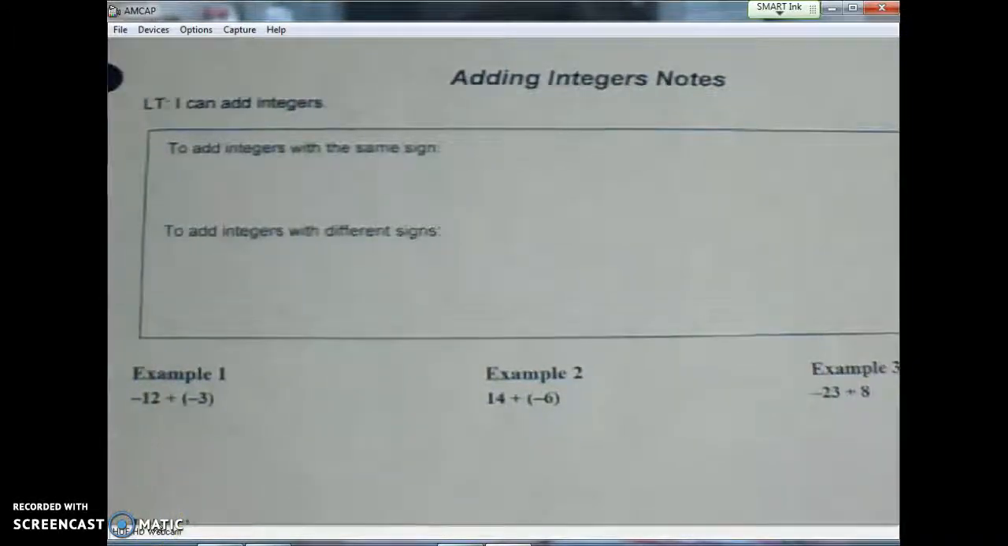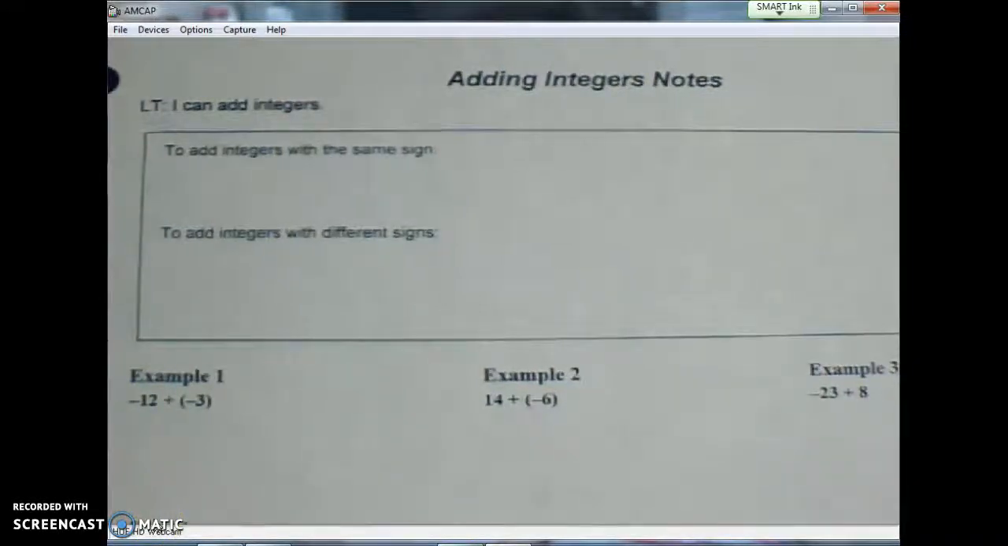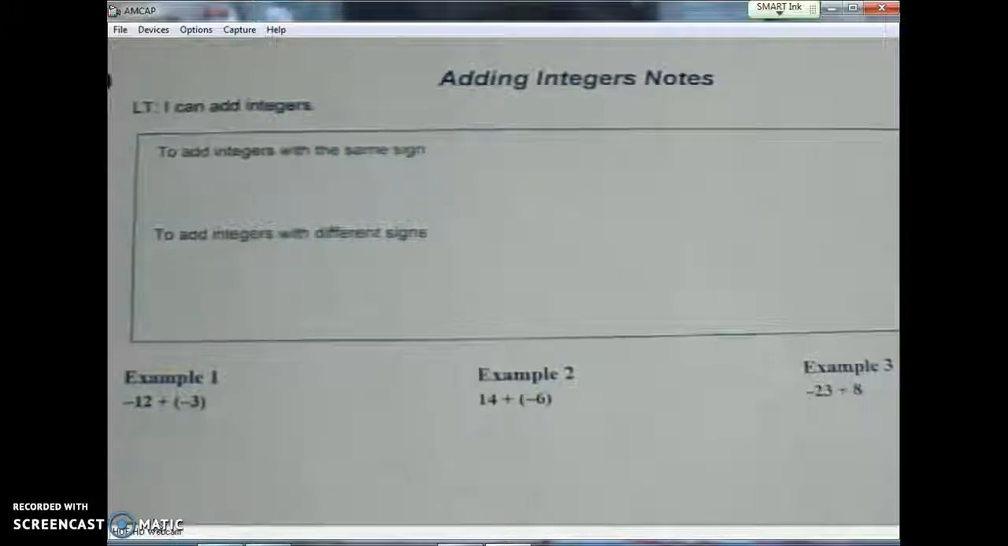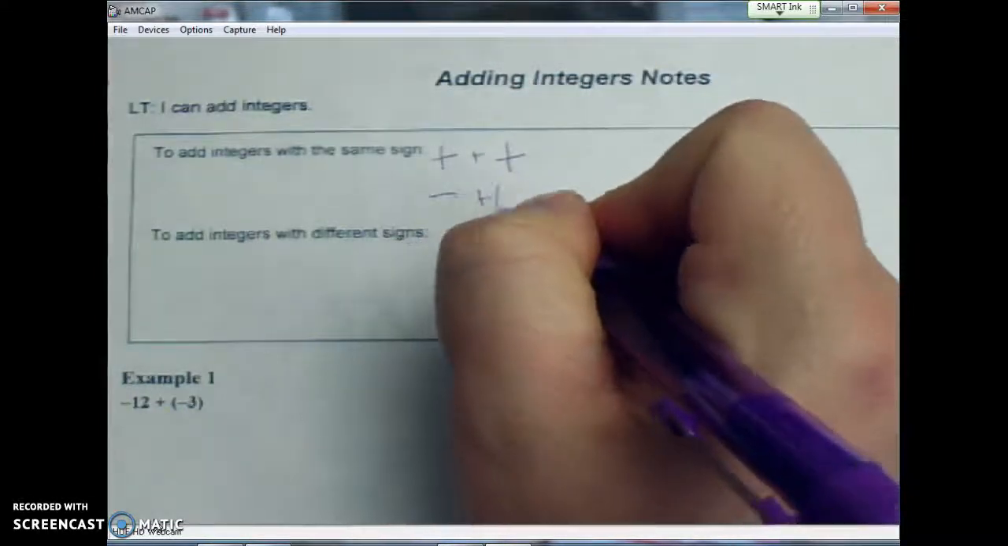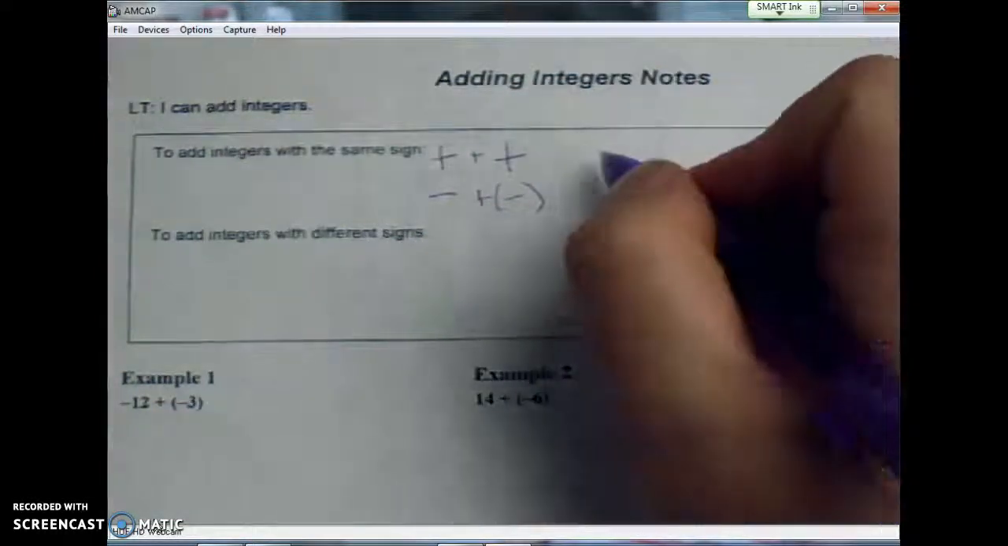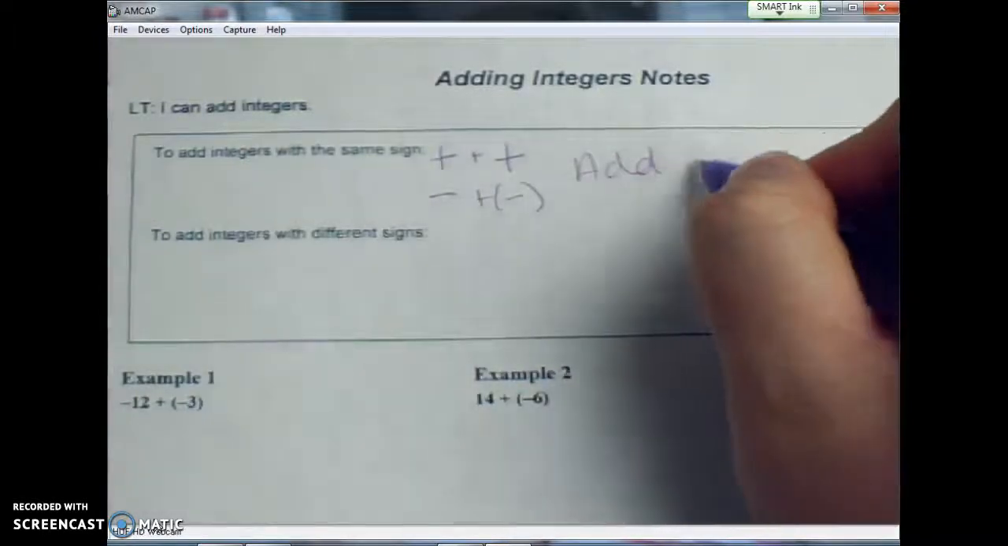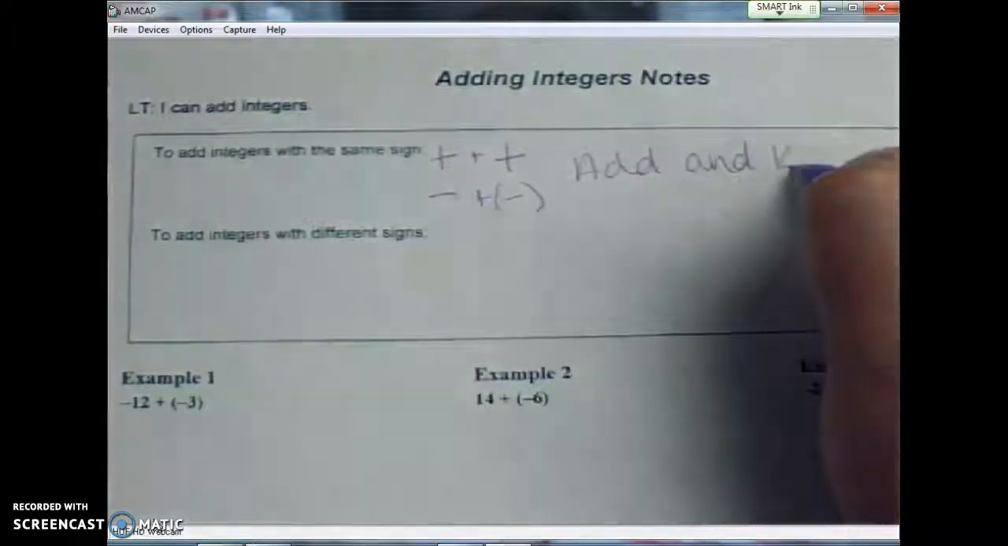Okay, today we're going to talk about adding integers. So our learning target is: I can add integers. To add integers with the same sign, for example, a positive plus a positive or a negative plus a negative, you're going to add and keep your sign the same.